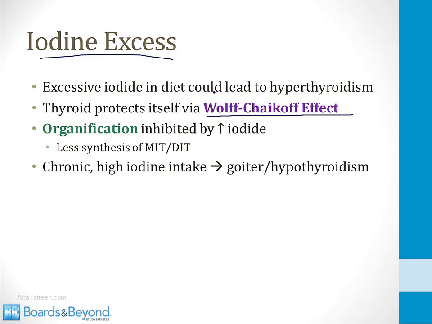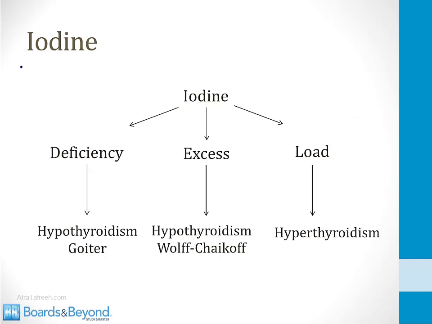Iodine excess can also lead to hypothyroidism via the Wolff-Chaikoff effect. Excessive iodine in the diet could lead to hyperthyroidism, but the body has developed a way to protect itself, and that's called the Wolff-Chaikoff effect. When there's excess iodine in the diet, this inhibits organification, so there is less synthesis of MIT and DIT in the thyroid gland. What this means from a clinical perspective is that patients who have chronic high iodine intake can develop goiter or hypothyroidism.